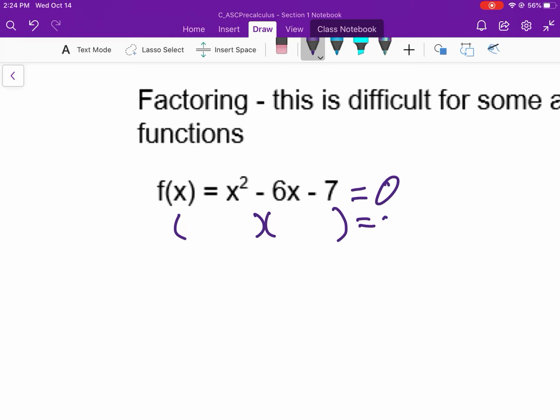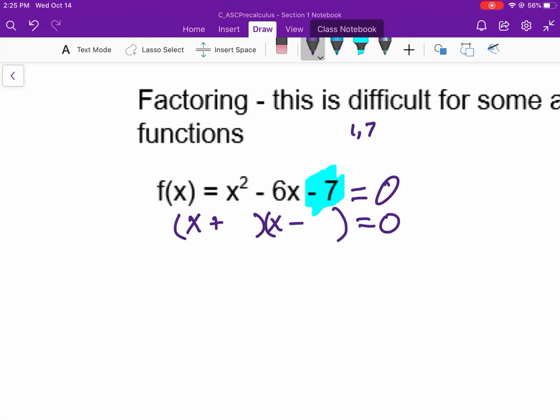So this is where you do your 2 sets of parentheses, right? And so you have x squared, and what makes x squared? You're like, oh, just x and x. The last term is negative, so I know the 2 signs have to be opposite, because a positive times a negative is the only way to get a negative. So I just randomly put positive and negative. And then I look for factors of this last term, which is 7. 7 is prime, so the only 2 numbers that multiply to give me 7 are 1 and 7.